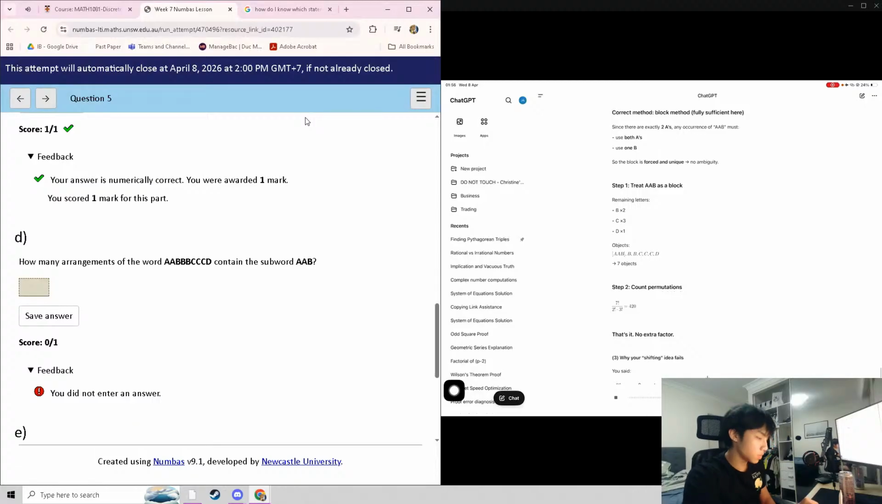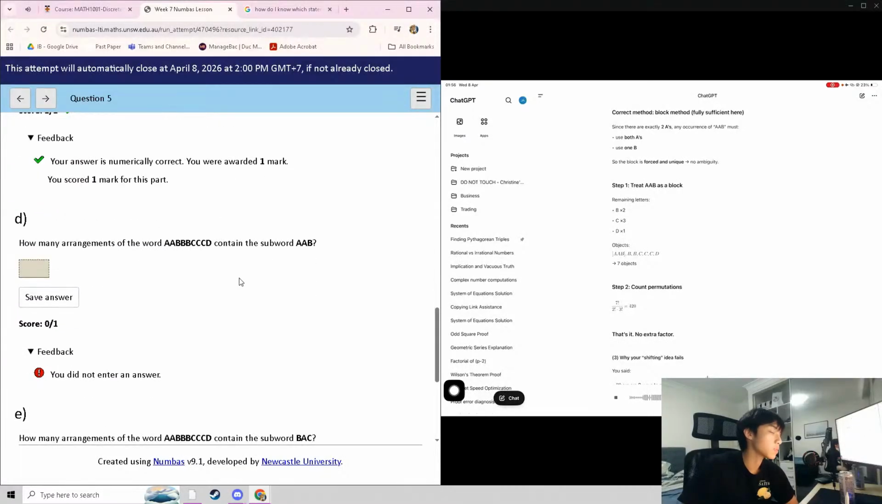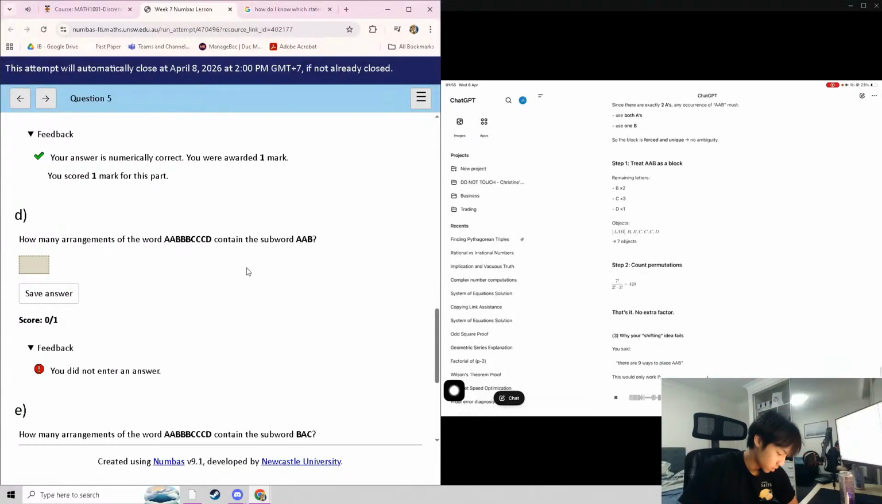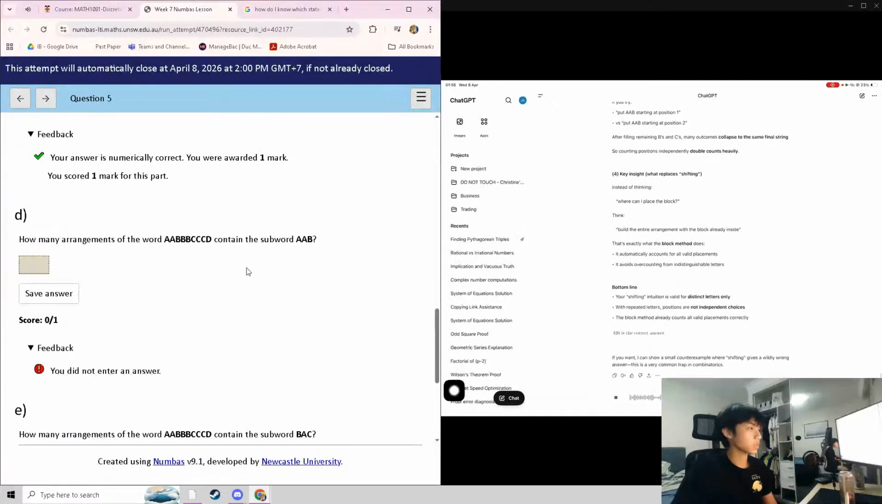Okay, permutations. I'm assuming you treat AAB as a block. So AAB is itself, and there are 2 B's and 3 C's. And so there's 7 total, right? So AAB is 1, B is 2, B is 3, C is 4, C is 5, C is 6, and D is 7. And then you divide out the repeats. That's the total arrangement for that specific number. Okay. Wait, that's it.